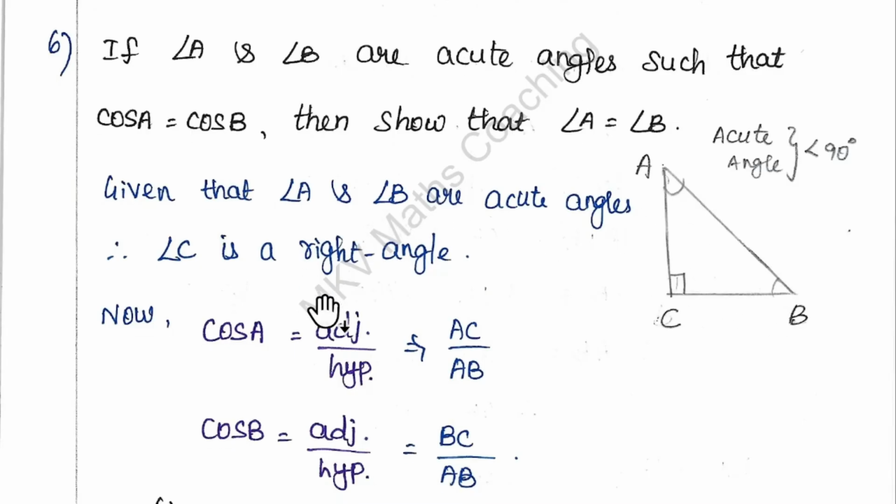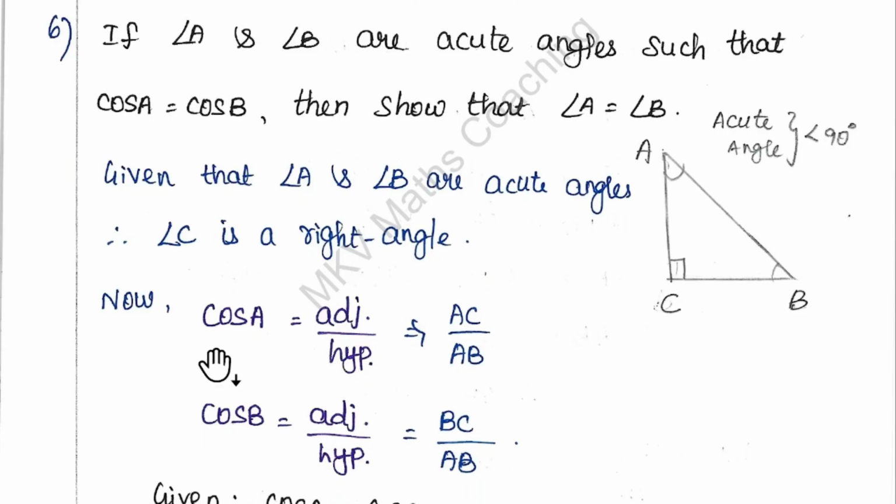Okay. So just take C as the right angle here, and cos A is equal to cos B, they have given. Just substitute the values, just use the formula. What is the cos formula? I am taking cos A, they have given cos A, so A is the theta. So the cos A formula will be adjacent by hypotenuse. A's adjacent will be AC, hypotenuse will be AB. So cos A is AC by AB.